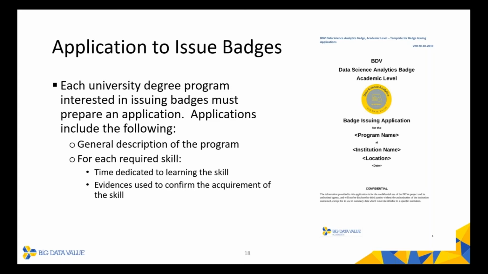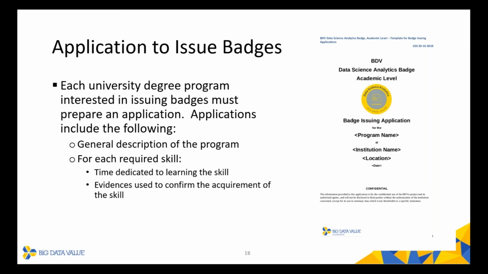So what are the next steps? Now we've got the requirements defined. Universities that are interested in issuing badges need to complete an application and submit it for review. The application contains two main sections. First is the program needs to provide some general information about themselves, number of years, number of credits, a little bit of history, and so on, just basic general things.